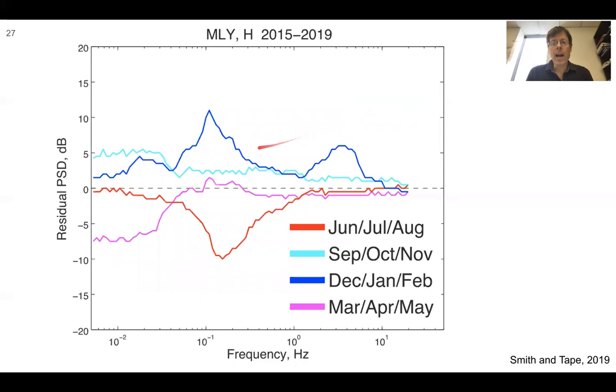So if everything were flat here, it would mean that there is no variability from season to season. But what it shows, for example, in blue, is that this particular frequency band in the wintertime at Manly is higher, and in the summertime, it's lower. That turns out to be the ocean microseisms. And we can see here that for the lighter blue and the magenta, things are not as different. But we can use this as a tool to understand how things vary as a function of season or shorter time scales.